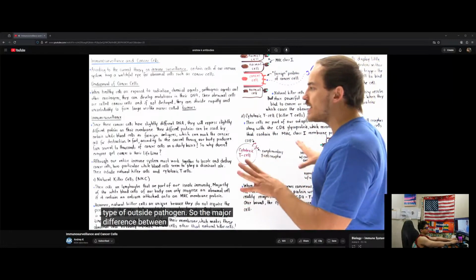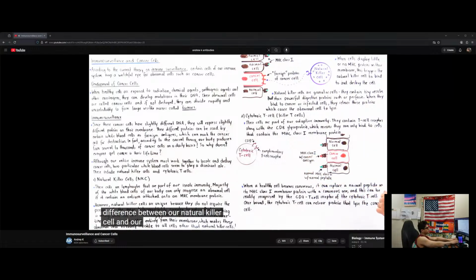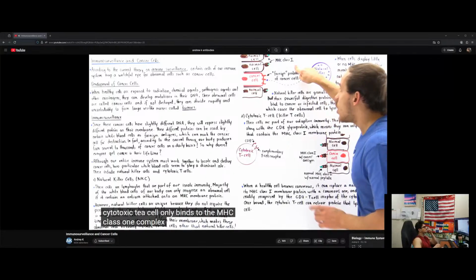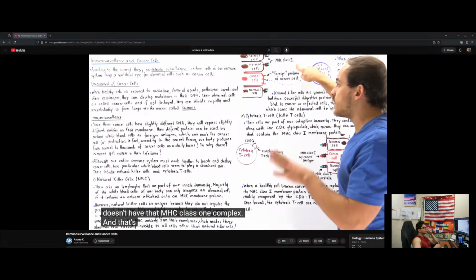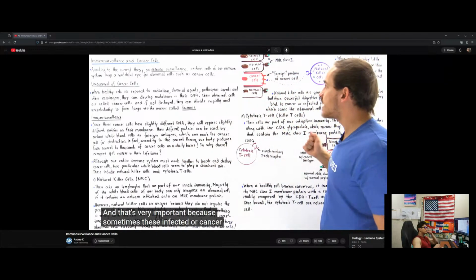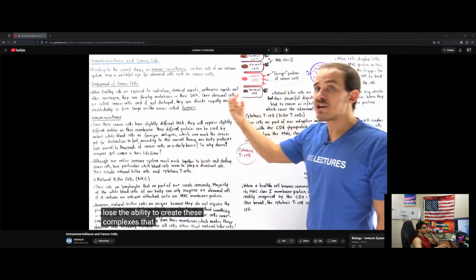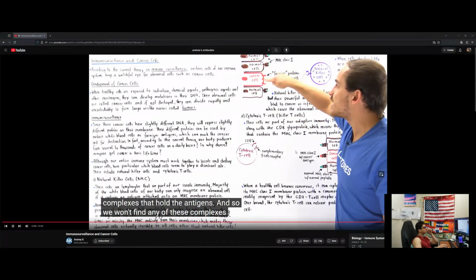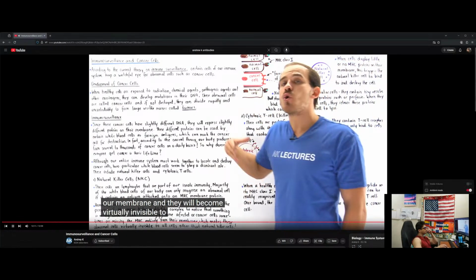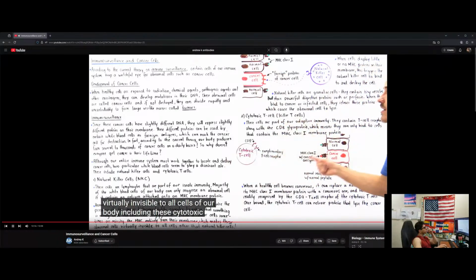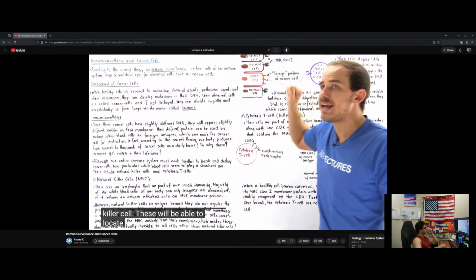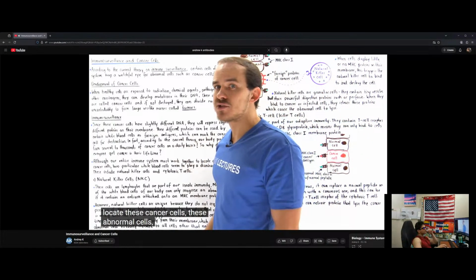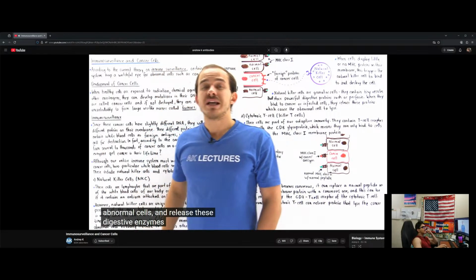So the major difference between our natural killer cell and our cytotoxic T cell is the cytotoxic T cell only binds to the MHC class 1 complex, while our natural killer cell can bind to a cell that doesn't have that MHC class 1 complex. And that's very important because sometimes these infected or cancer cells lose the ability to create these complexes that hold the antigens, and so we won't find any of these complexes on our membrane, and they will become virtually invisible to all cells of our body, including these cytotoxic T cells. But the exception is the natural killer cell. These will be able to locate these cancer cells, these abnormal cells, and release these digestive enzymes that lyse and destroy those cancer cells.